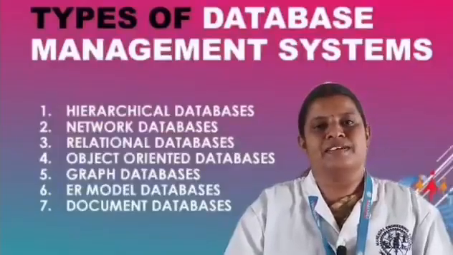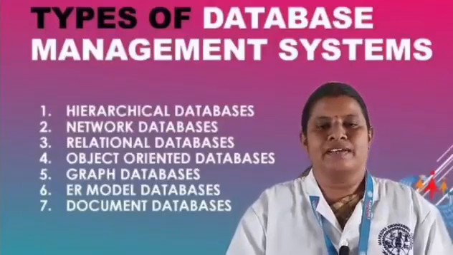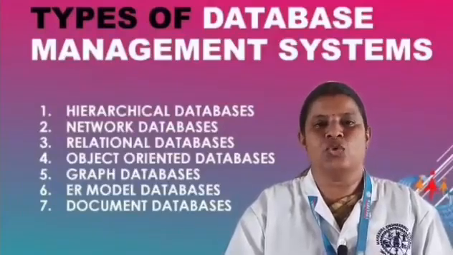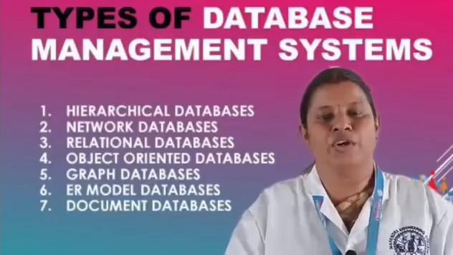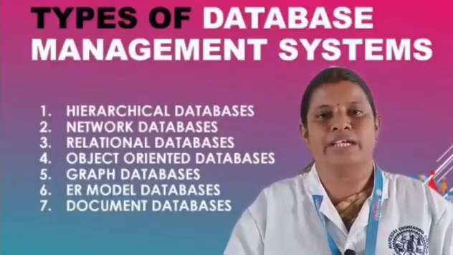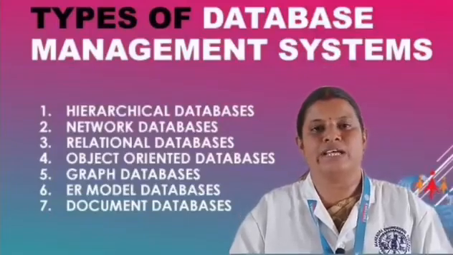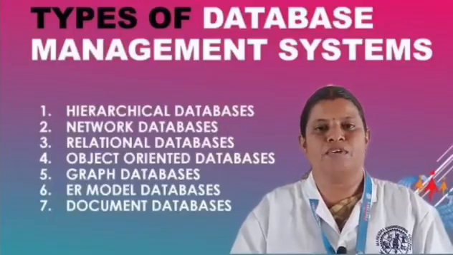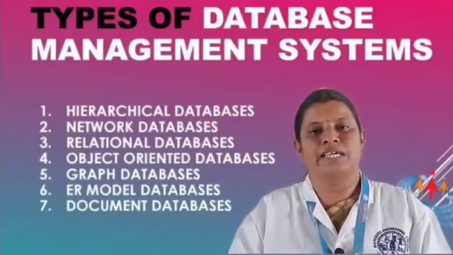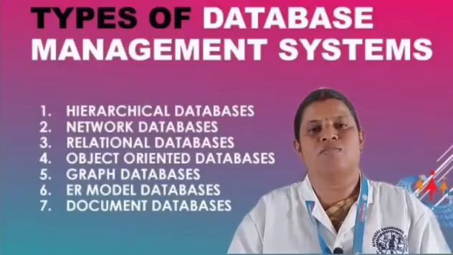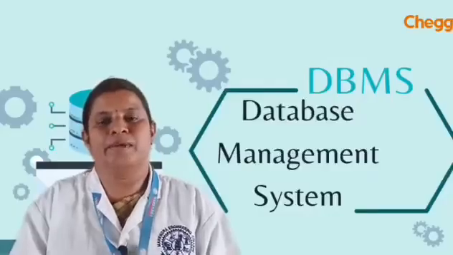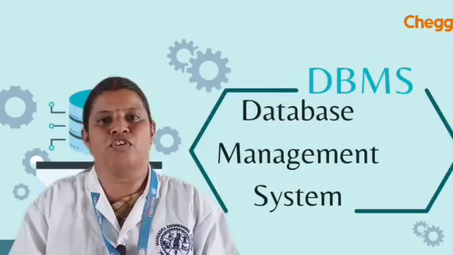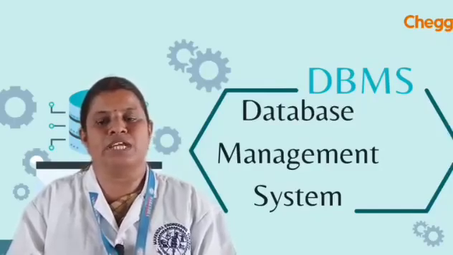Types of DBMS. The first one is hierarchical DBMS. In hierarchical DBMS, data is stored in a tree-like structure. Network DBMS: in network DBMS, data is stored in nodes. Relational database: in this, data is stored in rows and columns format, that is table format. Object-oriented database: in this, data is stored in object format. When data is stored in a table format, that is rows and columns format, it is called a relational database management system.